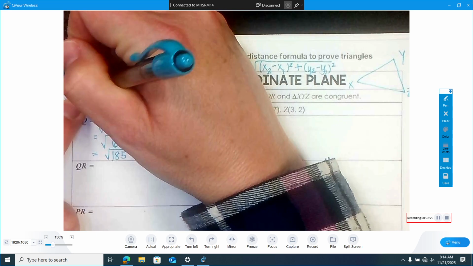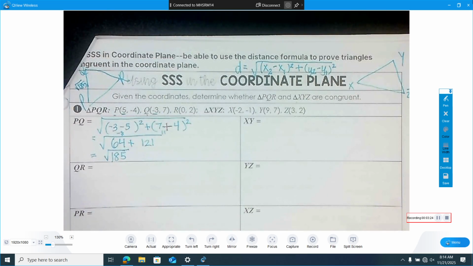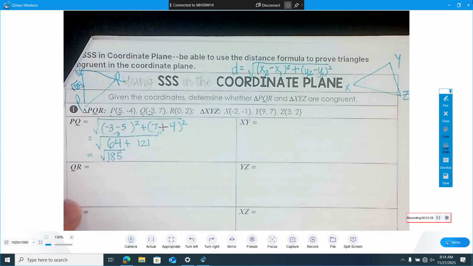So now what I've done, well, the square root of 185, let's see, the square root of 144 is 12, the square root of 169 is 13, so this is bigger than 13, all right, something centimeters, or whatever the units are here. All right, well, let's keep going.